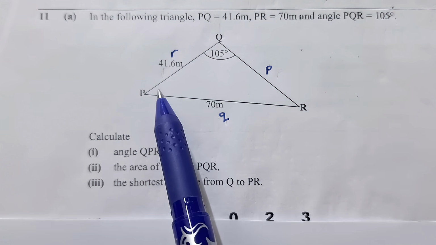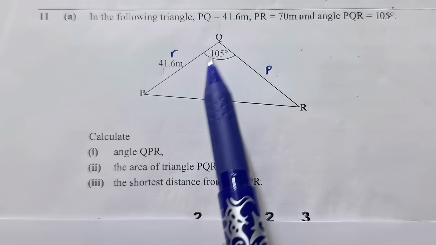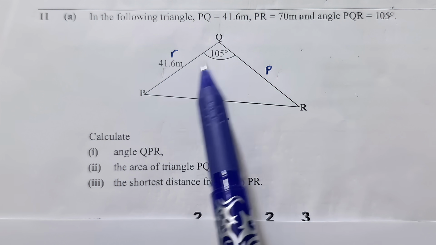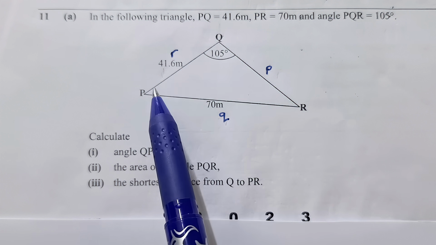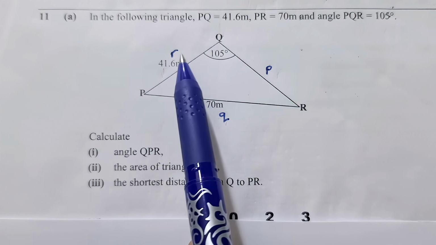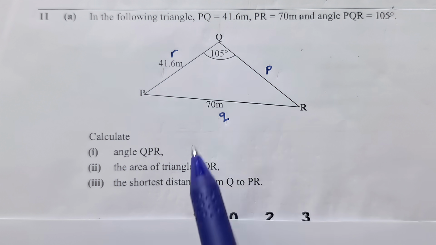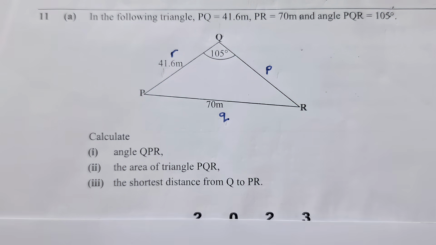If the angle is here, we would have used the cosine rule. But it's here, it doesn't have the side here. You see, there's no side here. For you to use the cosine rule, you need to have two sides and an included angle. But the way it is, we only have one side, we don't have one here. We are supposed to use what we call the sine rule.